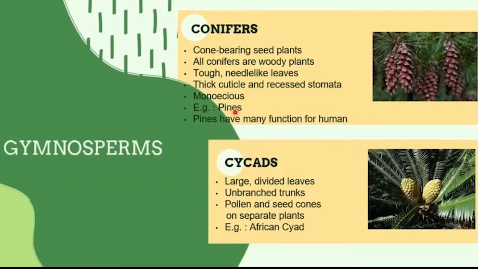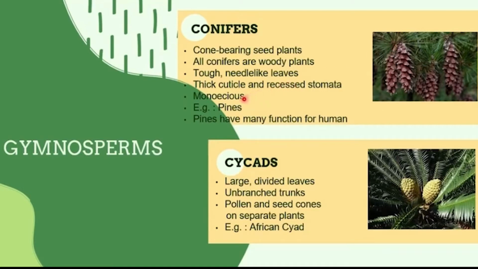The first type of gymnosperm is conifers. Conifers are cone-bearing seed plants, which means they bear cones. So what is a cone? A cone is an organ on plants that contains reproductive structures. As you can see in this photo, this is how a cone for conifers looks. And we need to remember that other types of gymnosperm also bear cones. Here we can also see that conifers have needle-like leaves that conserve water because they have a thick cuticle and recessed stomata.